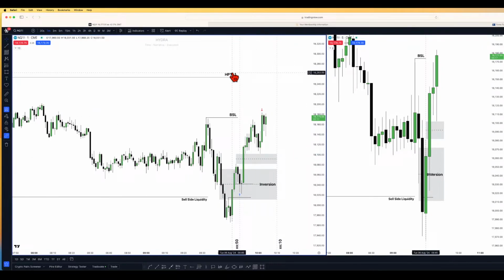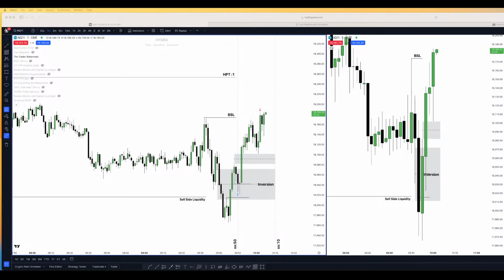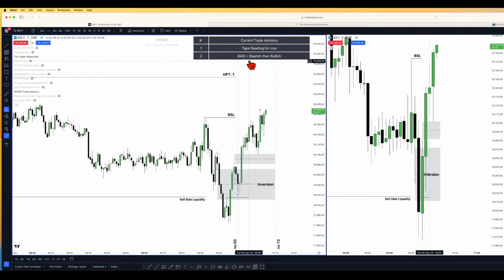Still expecting price to go higher. That was our high probability target one. Remember, do you guys remember the bias was bullish? Let me pull out my trade advisory tool. My trade advisory, where was it? See, bearish, then bullish. Those who missed the bias, right?